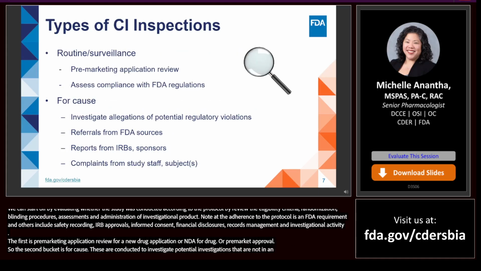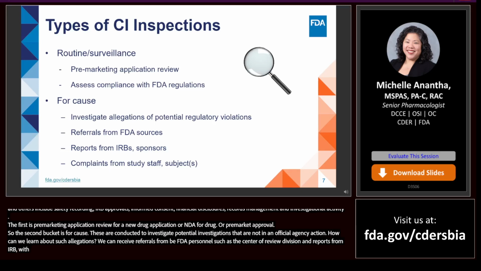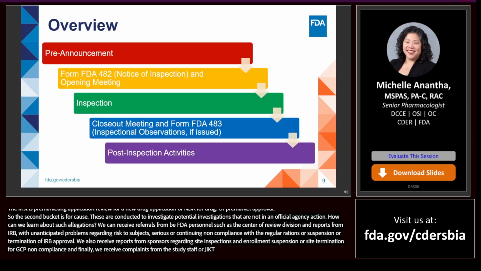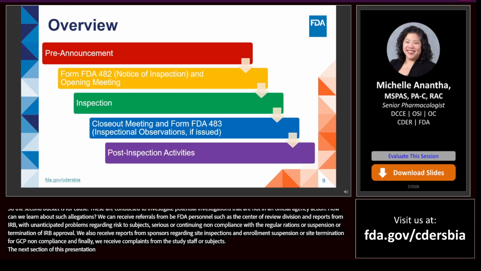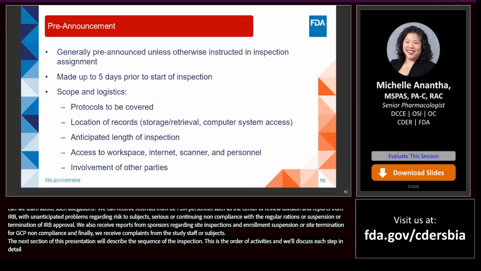Reports and referrals generated from various sources, including FDA personnel and institutional review boards, play a pivotal role in identifying compliance issues. These insights serve as a foundation for addressing serious instances of noncompliance effectively. The inspection process encompasses a series of methodical steps, including pre-announcement and comprehensive documentation review. A site that is well prepared, armed with the necessary resources, can significantly enhance the inspection experience.